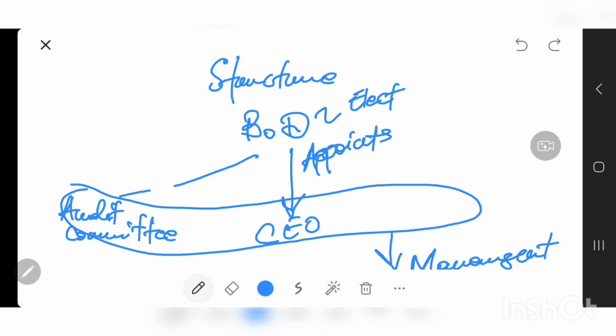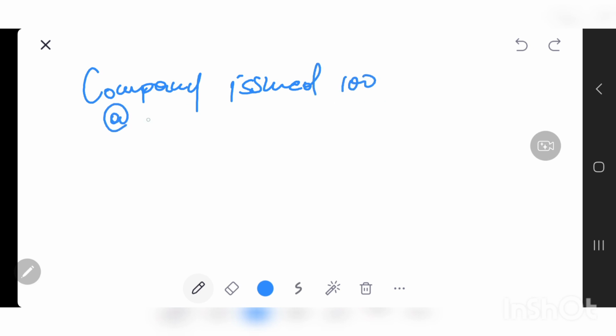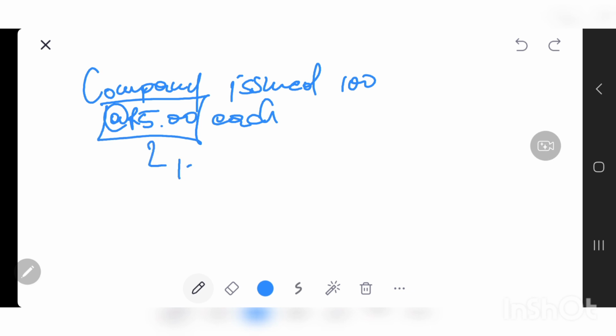So an issue price is just the price at which the shares now are issued to the public. So they'll tell you that, for an example, company Y issued 100 shares at maybe 5 rand each. So this is the issue price. This is the price per share.